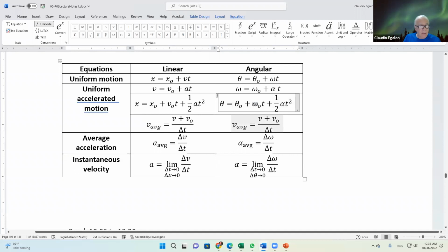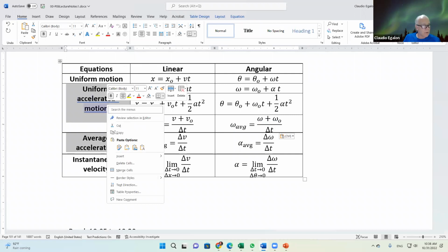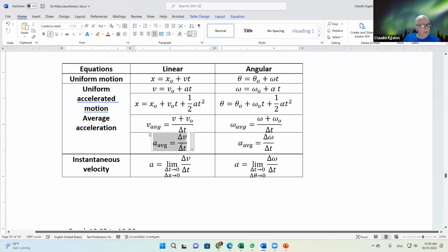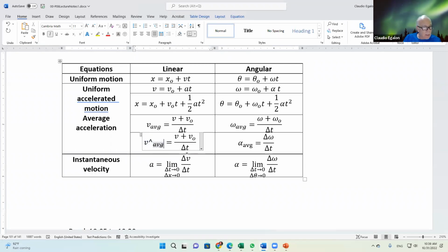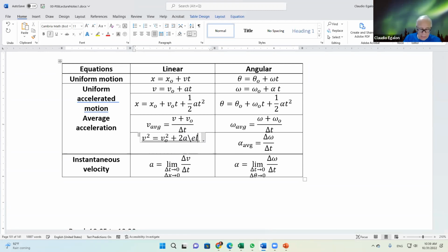Omega replaces V, right? We keep that. And then there is one more. Which other equation can we come up with? Well, we have the Torricelli equation, right? V squared equals V naught squared plus 2a delta x.